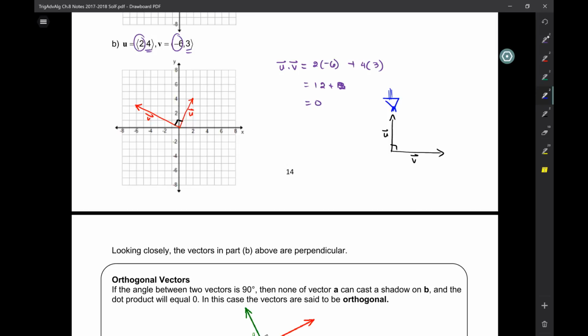If you have a light directly on top of you, do you cast a shadow on the ground? None. So there's not going to be any shadow. Because it's perpendicular, there's not going to be a shadow. If there's no shadow, then there's no dot product, because the dot product is the shadow times the length. So if they're perpendicular, there is no dot product. Also, if the dot product is 0, it means that they're perpendicular.